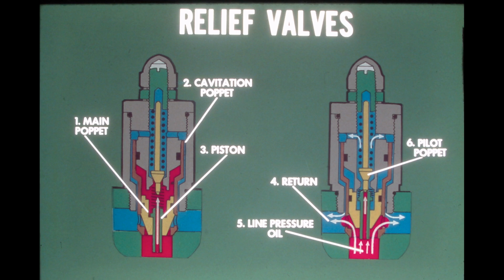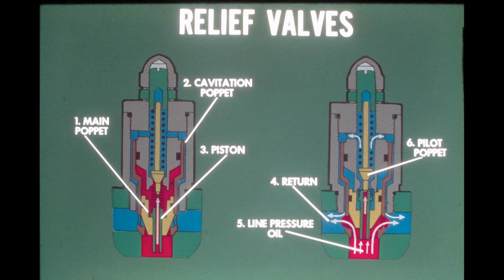Let's take a look at how the components of this main control valve work, starting with the relief valves. There are 3 relief valves used on the control valve. There is the system relief valve and 2 relief valves for the bucket circuit. All 3 valves are of the same design but have different settings. The valves not only limit the pressure, but also prevent cavitation.